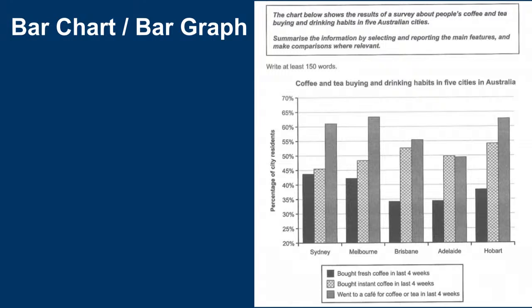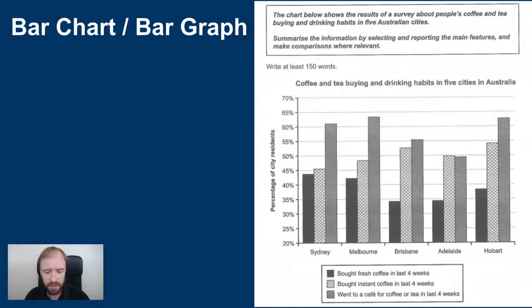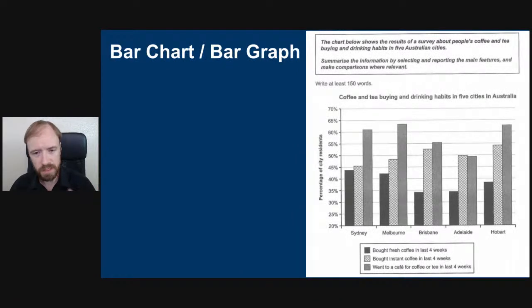All right, so I'm not going to go into too much detail in this one. That's just an example of a bar graph. You've got to look at the data on the left going up, percentage of city residents, and along the bottom we have different cities in Australia, and then each bar has a different meaning. You've got to go through that quickly. You have to be able to read this information quickly.